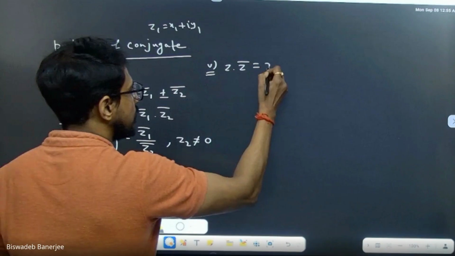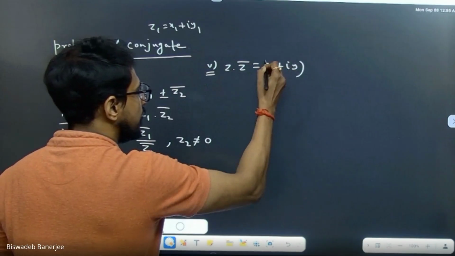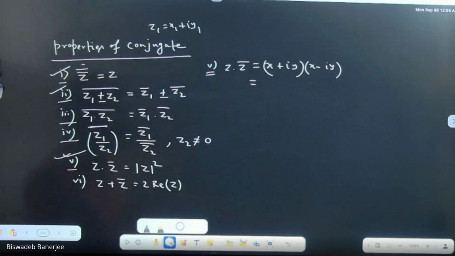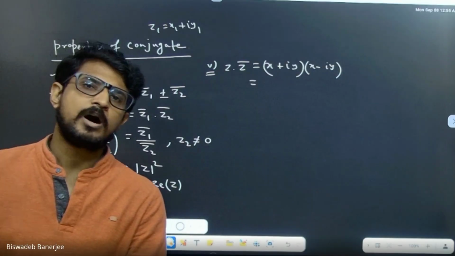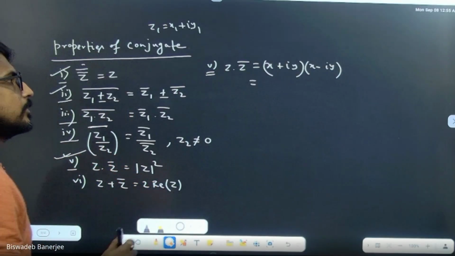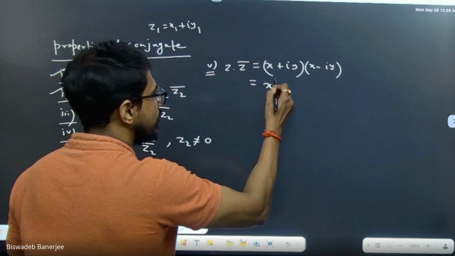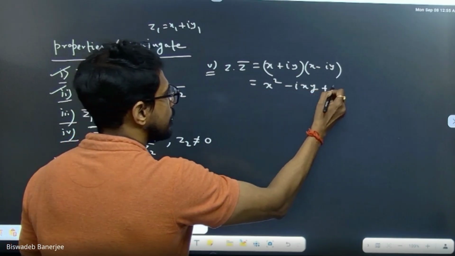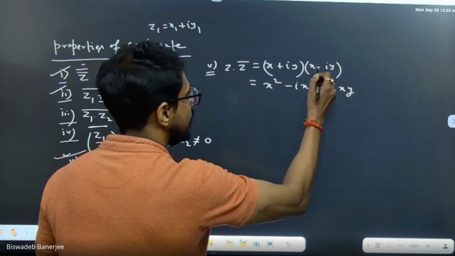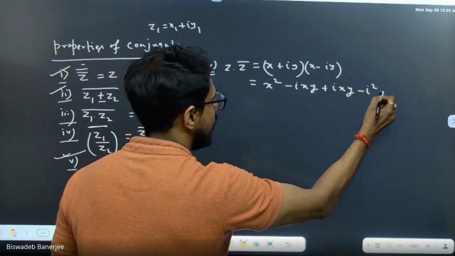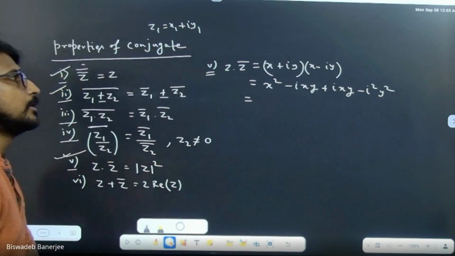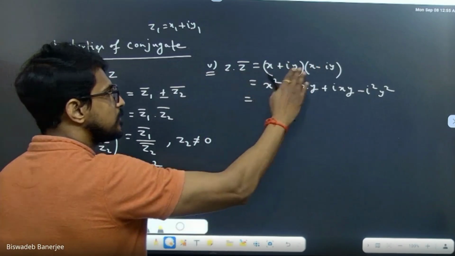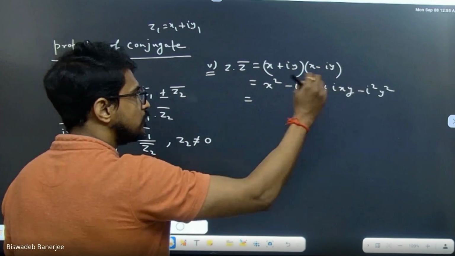So my Z is x plus iy. We know my Z bar will be x minus iy. So if we multiply it, x into x is x squared, minus i into xy, plus i into xy, minus i square into y square.